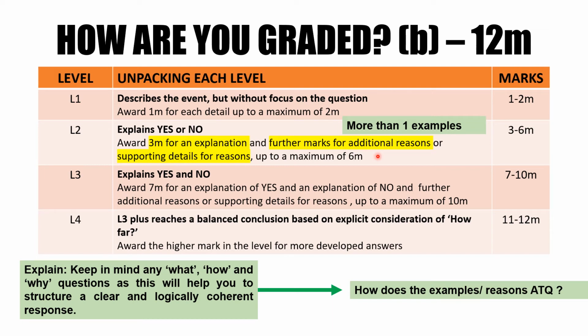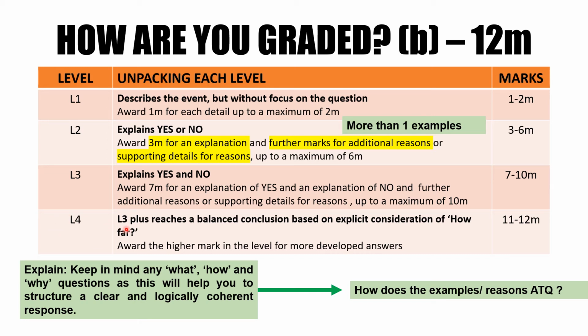Now moving on to level 3, which is definitely the basic level for you to pass this particular question, 7 to 10 marks. You need to give both sides. That means for the how far, you need to address the yes, and you need to address the no. And again, you will get more marks if there are additional details for reasons. That means more examples.